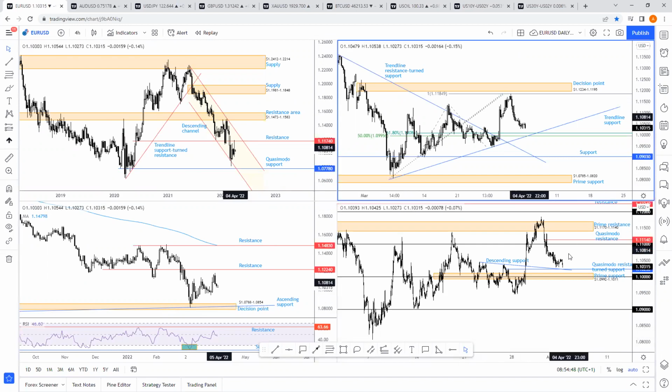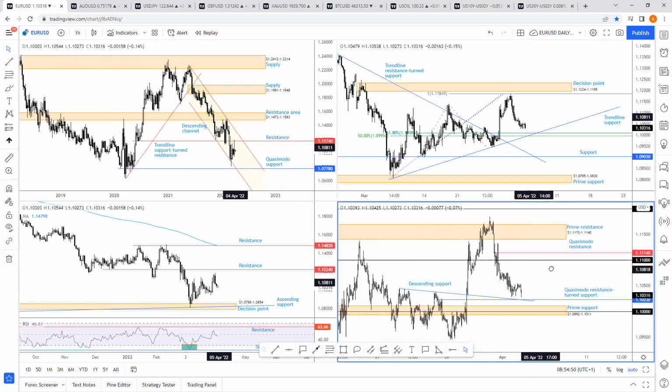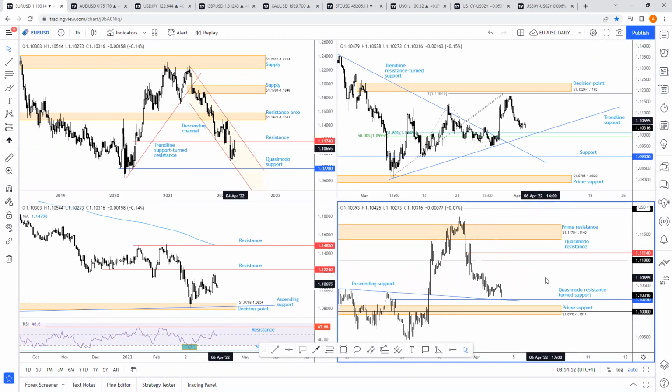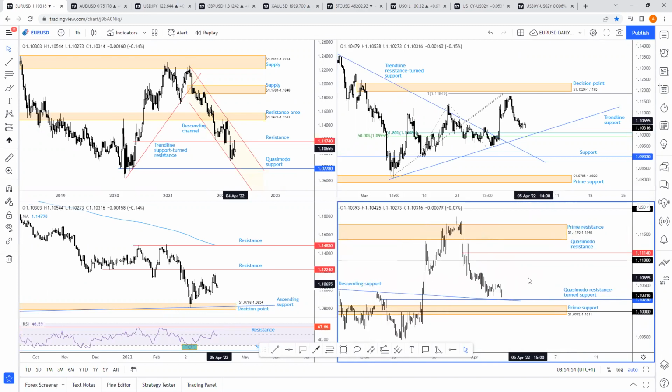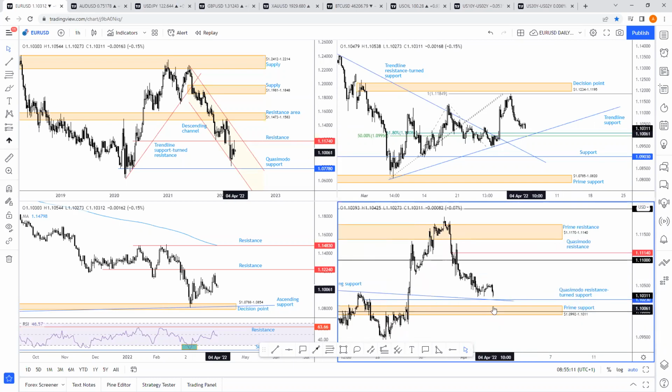Now, in terms of where we are on the shorter term charts, as you can see, the H1 is now on the doorstep of the quasi-motor resistance turn support at 1.1023. This is also merging with a descending support, right? So this is an area I will be watching. We are likely to test this going on current price movement.